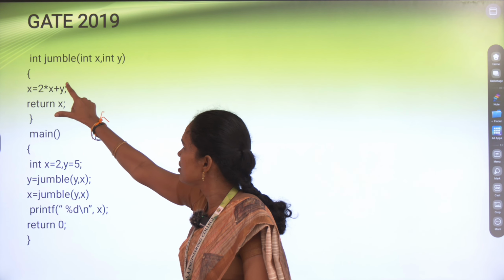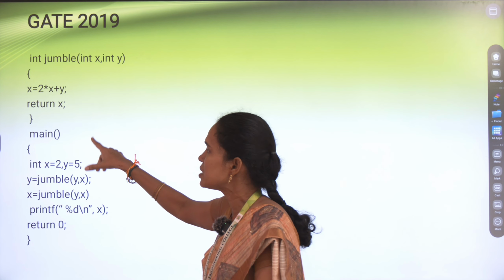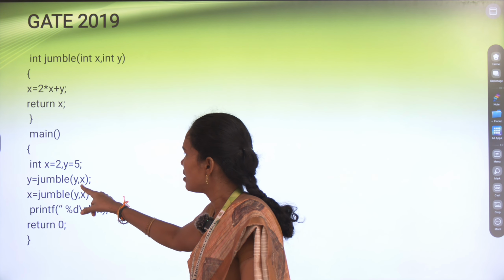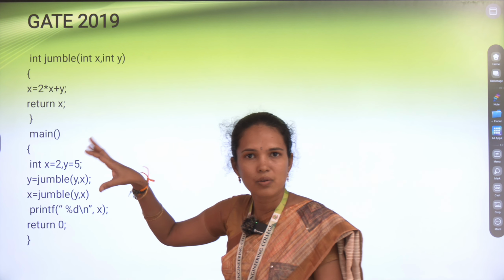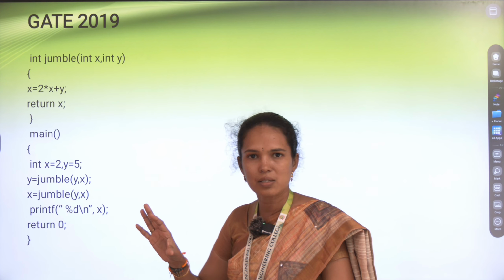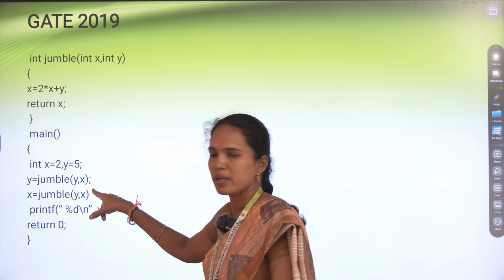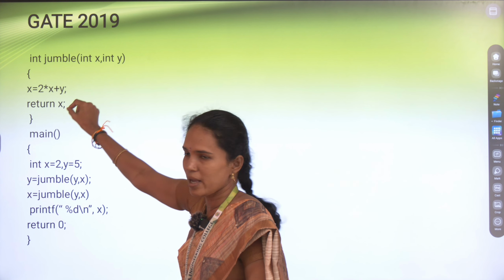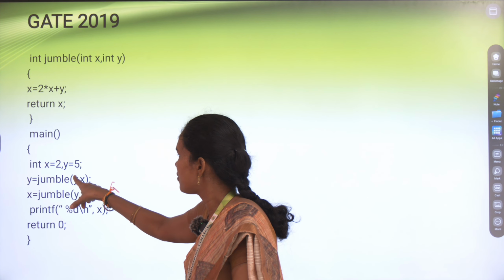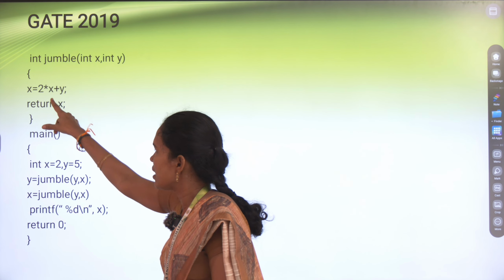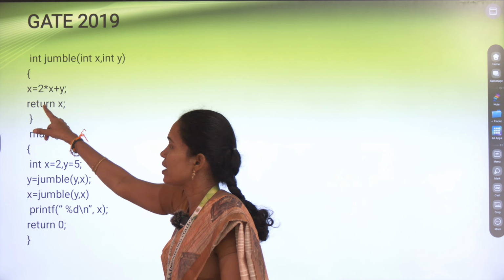What is inside the function? int jumble int x comma y, x equal to 2 star x plus y. Simply we might think x equal to 2 and y equal to 5, but that is not possible, because if you listen carefully, it is jumble y comma x. So the y value will go to x and the x value will go to y. The y value is 5, so 5 will be stored in x and 2 will be stored in y. So 2 star 5 is 10, plus 2, x equal to 12.